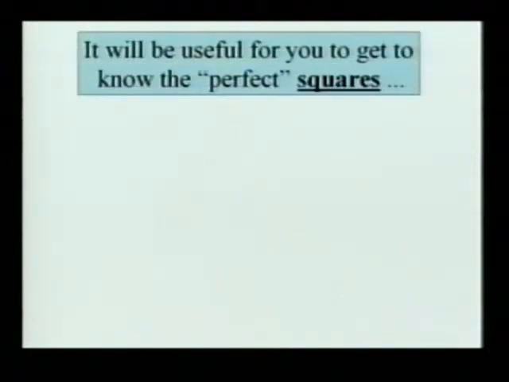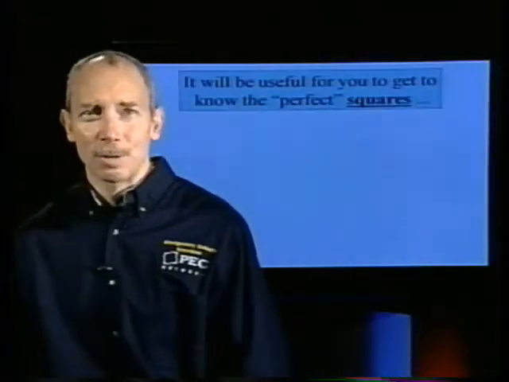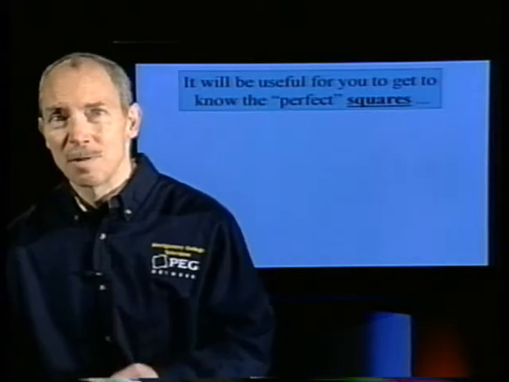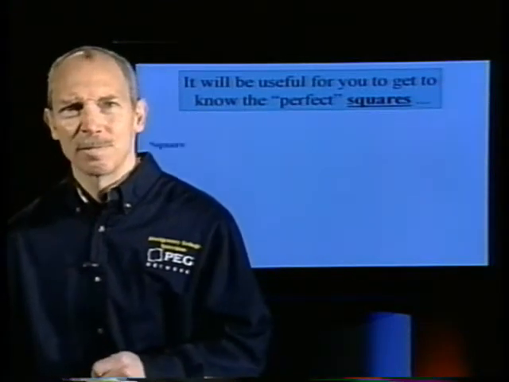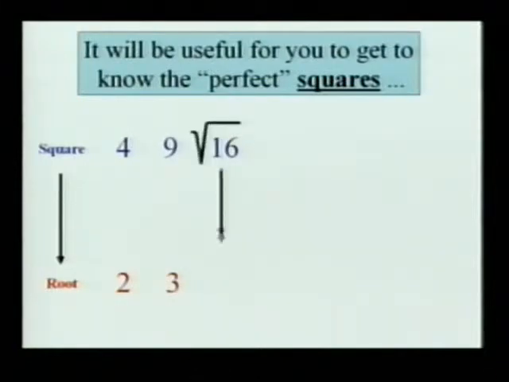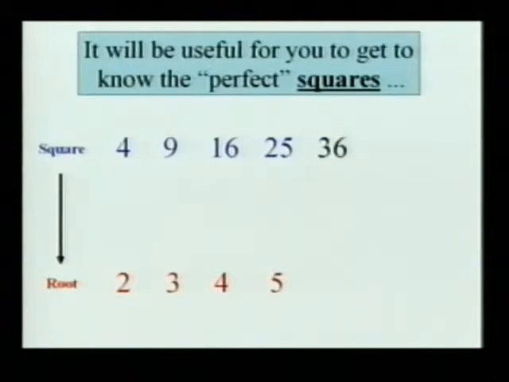Now, when we deal with these square roots, it's going to be useful to know the exact ones. Some people like to memorize, some don't. Let's look at the exact ones, the square and its root. The square root of 4 is 2. The square root of 9 is 3. The square root of 16, going right in order, is 4. What's the next one? 25. The square root is 5. What's the next one? 36.